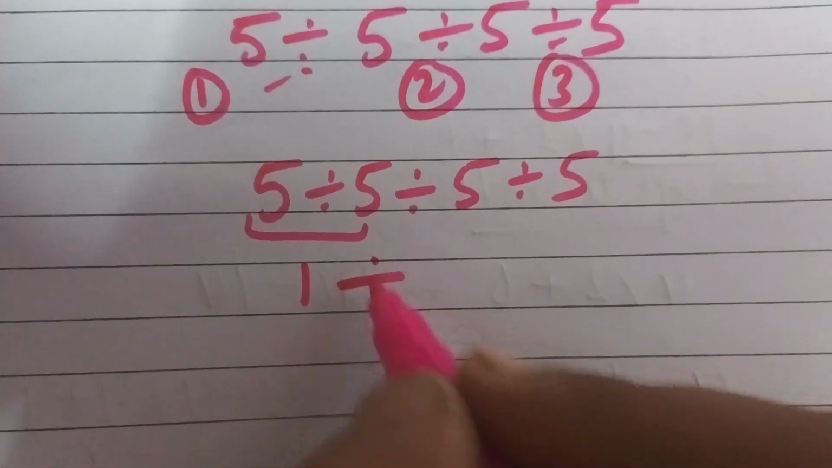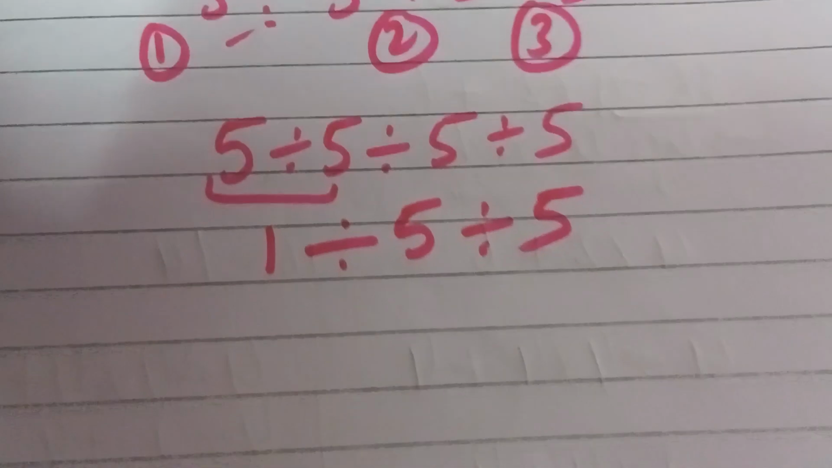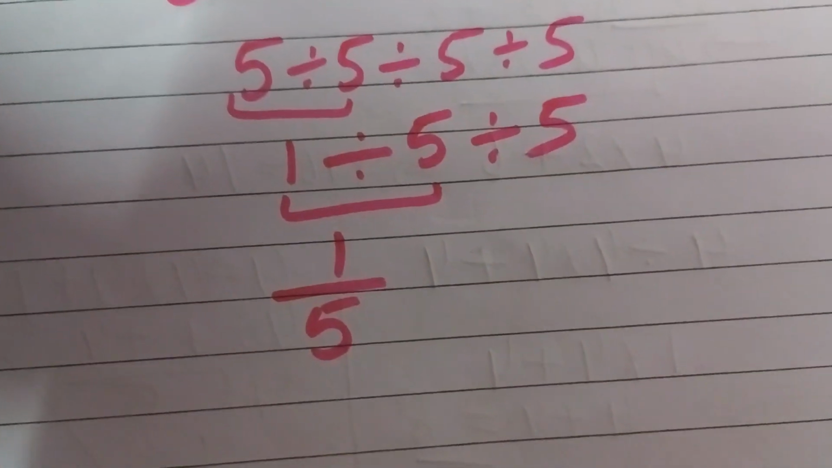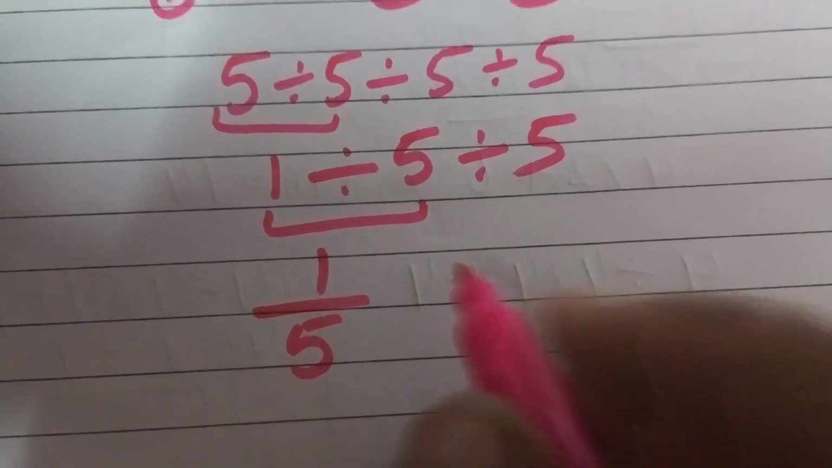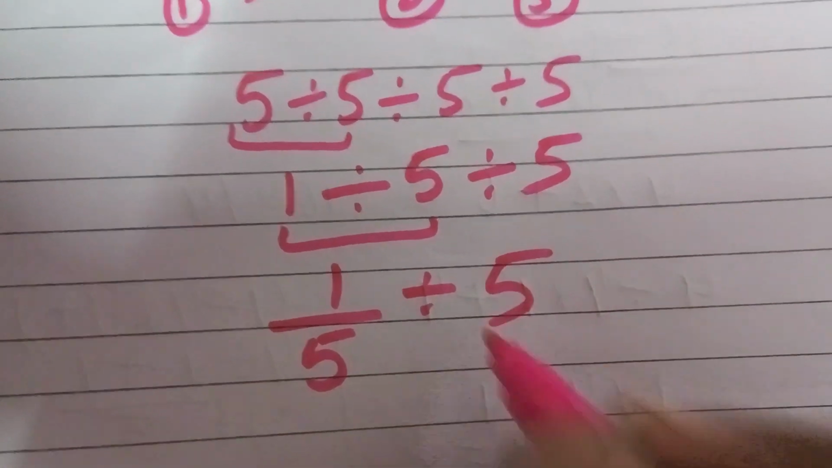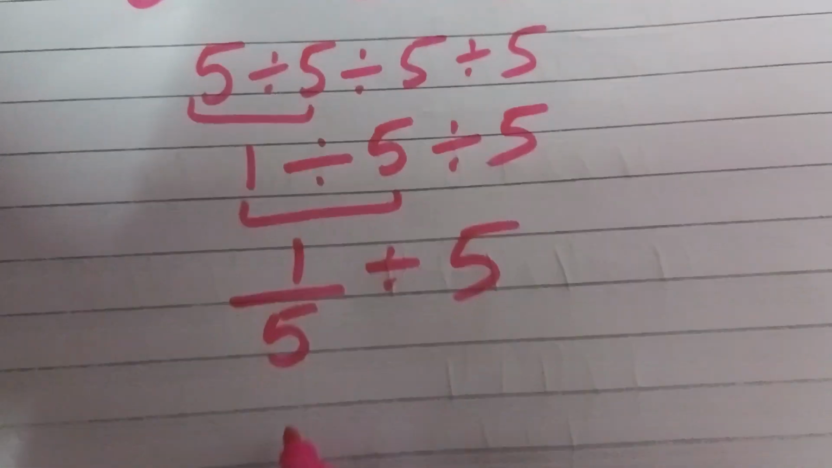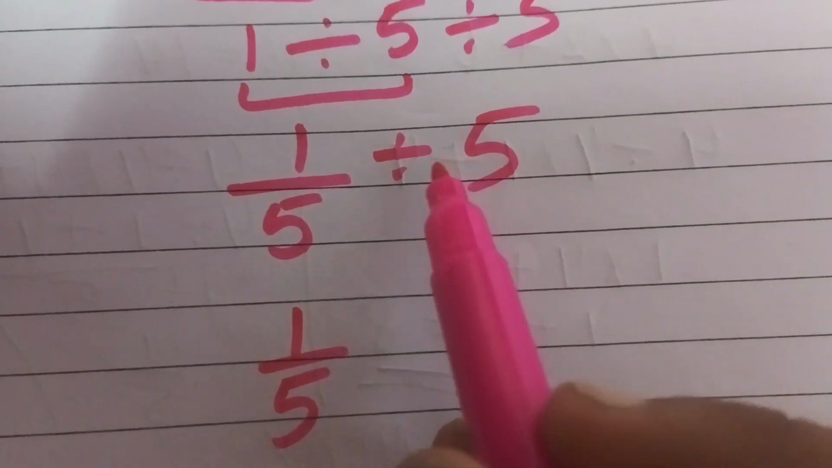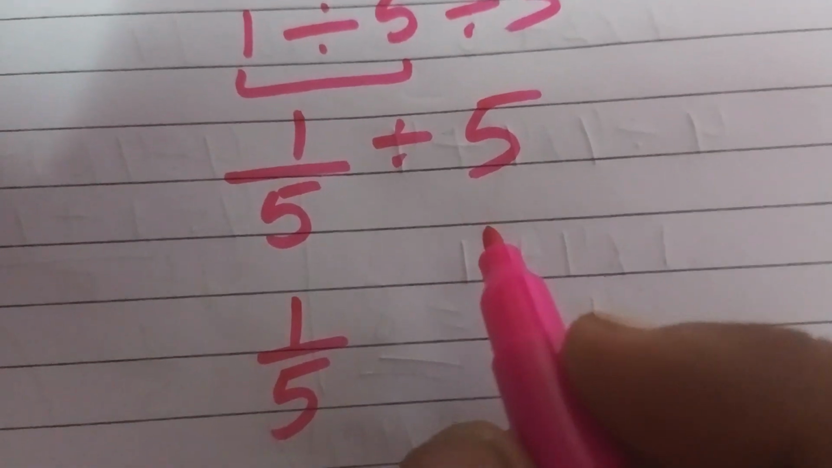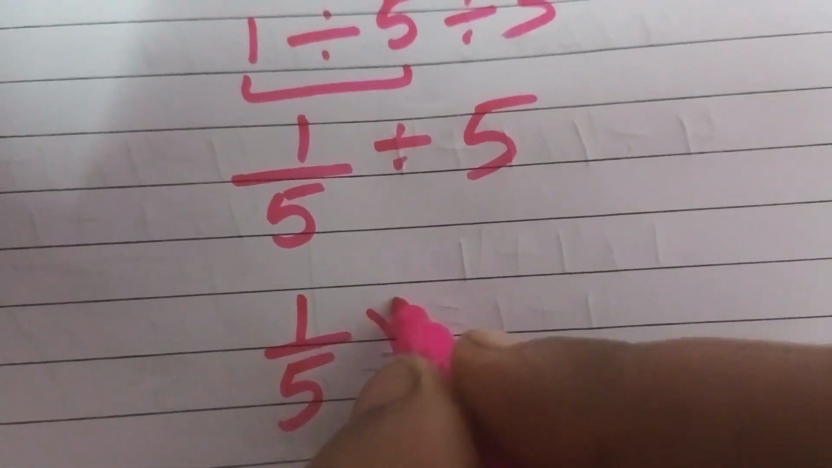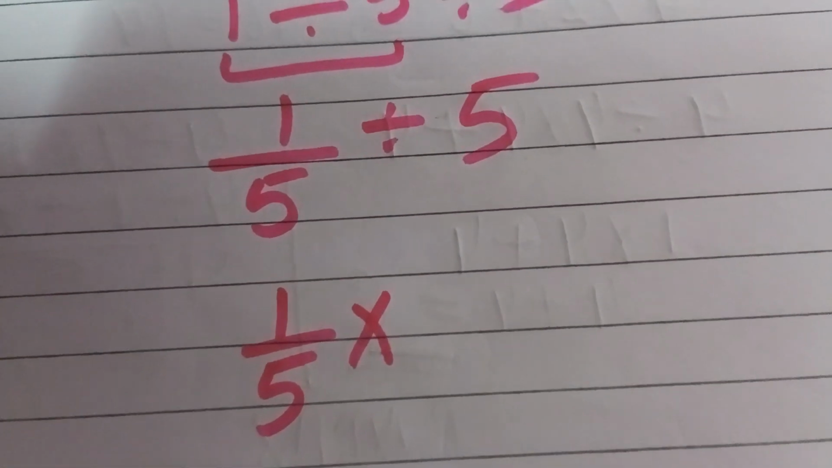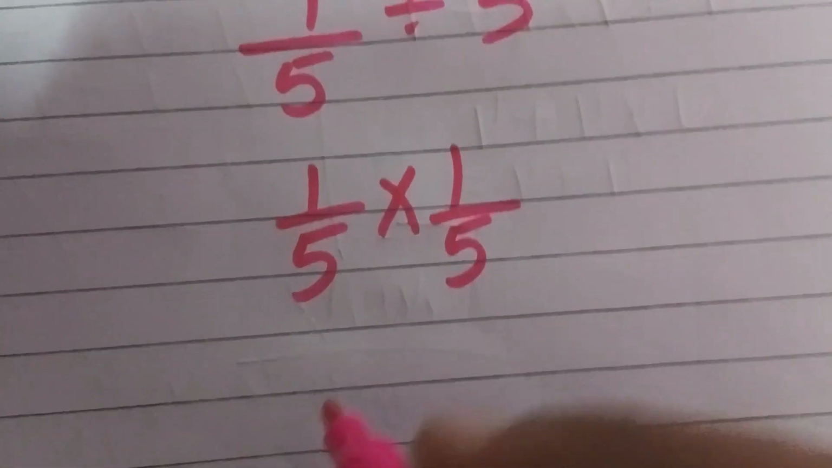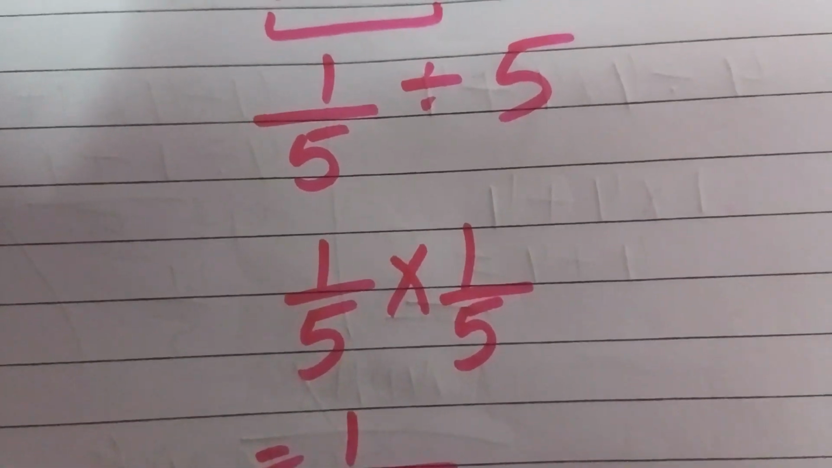Okay, now let's write the same as it is. Now it will become 1 divided by 5 is 1 by 5. Okay, now 1 by 5 divided by 5. Now if we change division into multiplication, we have to change the sign and convert division into multiplication, and the number will take the reciprocal of it. 5 will become 1 by 5. So our answer will be 1 by 25.